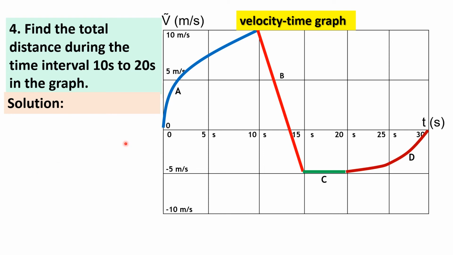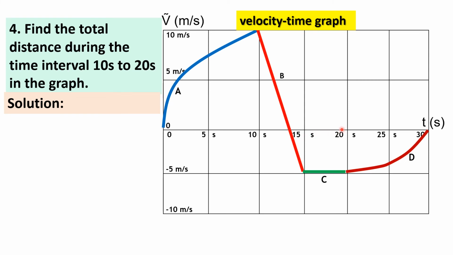In question number 4, we are asked to find the total distance during the time interval 10 seconds to 20 seconds based on the given velocity time graph. So how do we get this total distance for a time interval of 10 seconds to 20 seconds? You will notice that during this time interval, the segments of the graphs involved here are segments B as well as segments C.